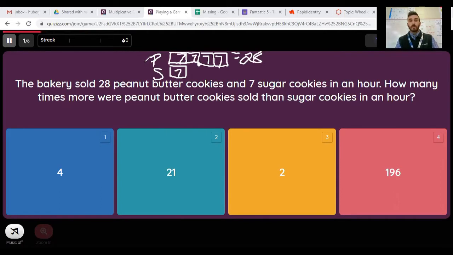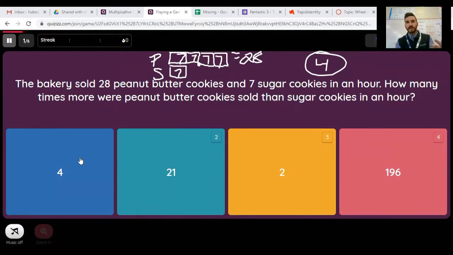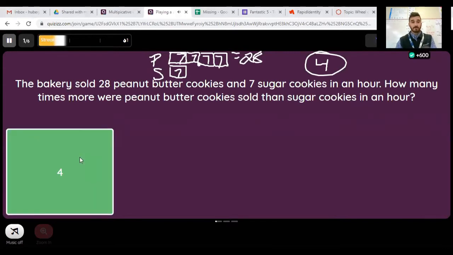And again, when I want to know how many times more, all I got to do is count how many boxes that I just put beside peanut butter. And that would have been 4, which would have been this choice right here. Again, y'all, if you can look at that problem and know your facts well enough to where you know 7 times 4 gets you 28, that makes this a lot easier. But again, box method is at least a good way to check it.